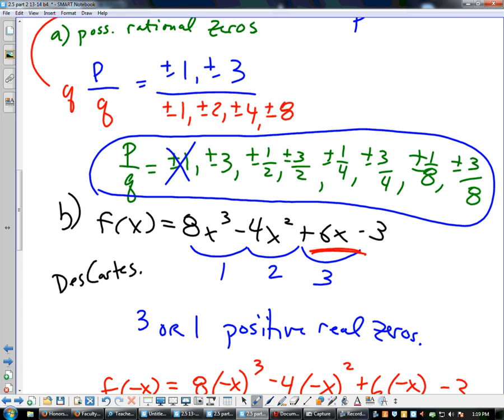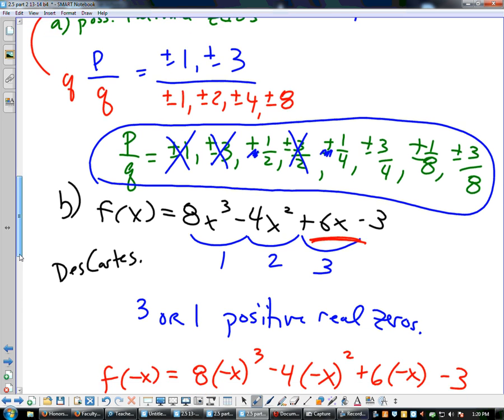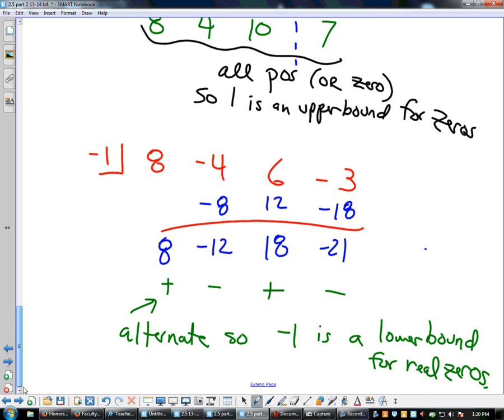I know it's not going to be +3 or -3 because 3 is to the right of 1. That's no good. -3 is to the left of -1. That's going to be no good. +1/2 has potential, but not the -1/2. +3/2, -3/2, no good because they're, again, outside of our boundaries, right? We know it's not going to be to the right of 1 or to the left of -1. 1/4 has possibilities, but not -1/4. And again, remember, I know not to look for any of the negatives, right?